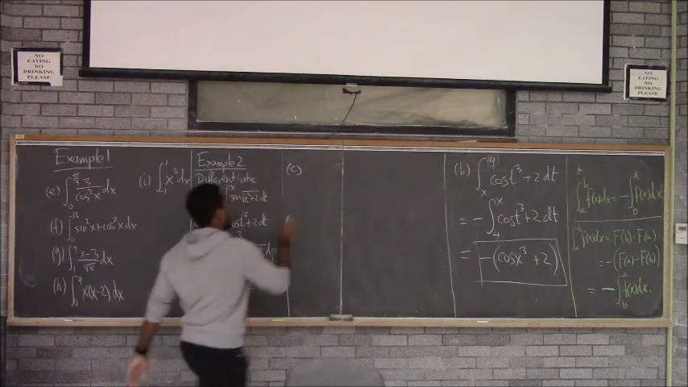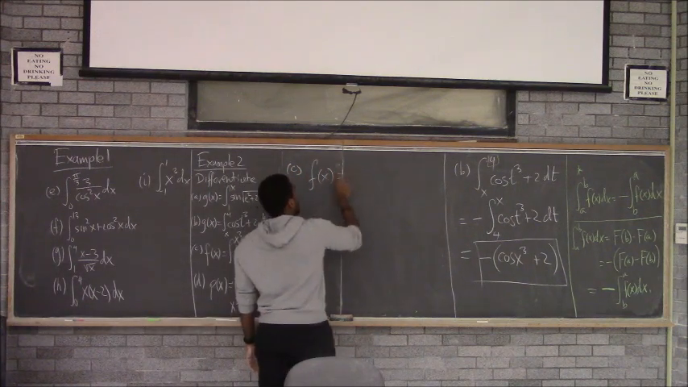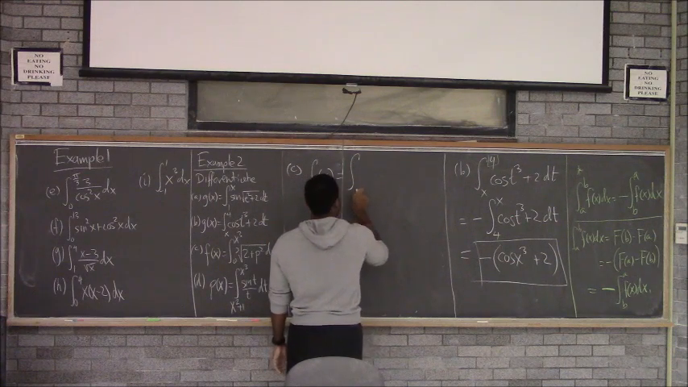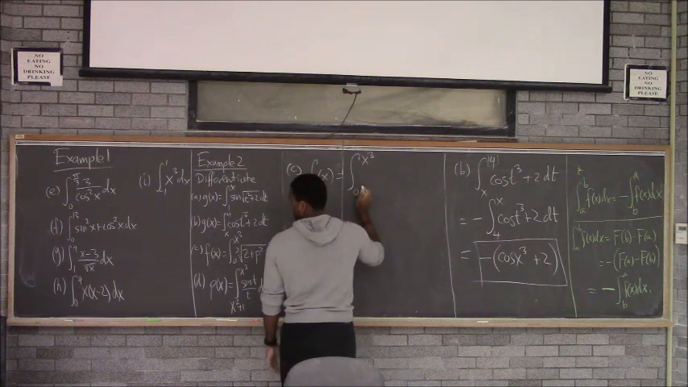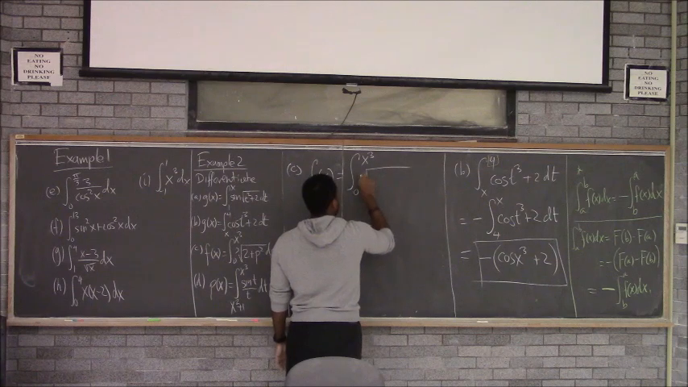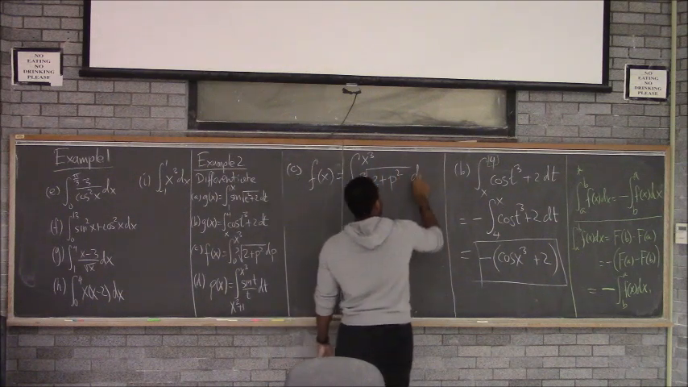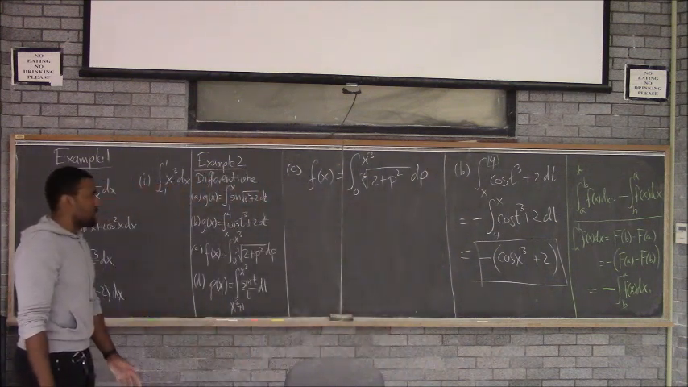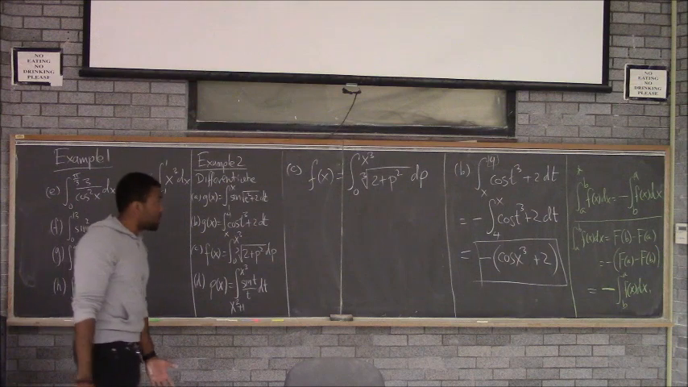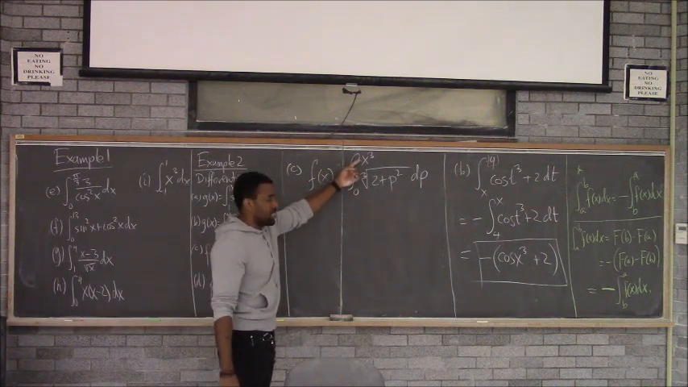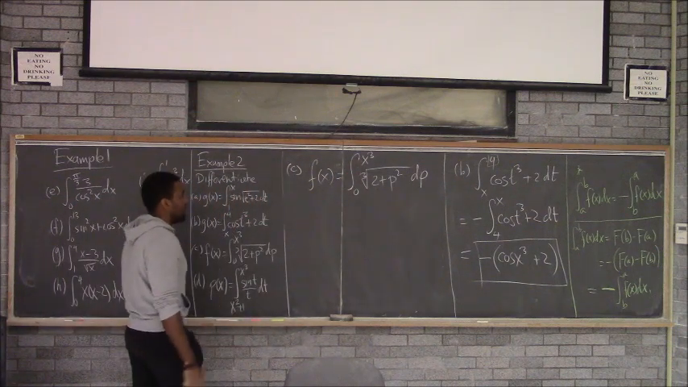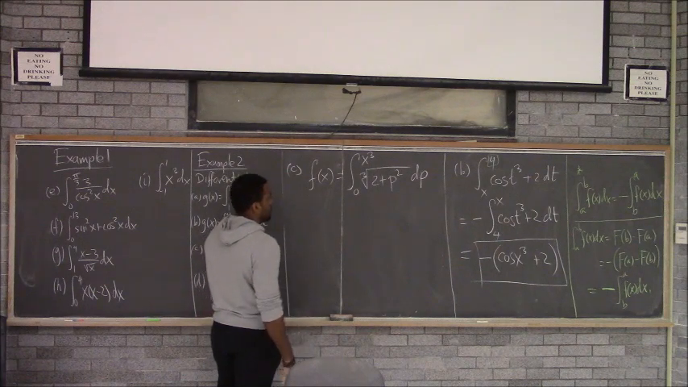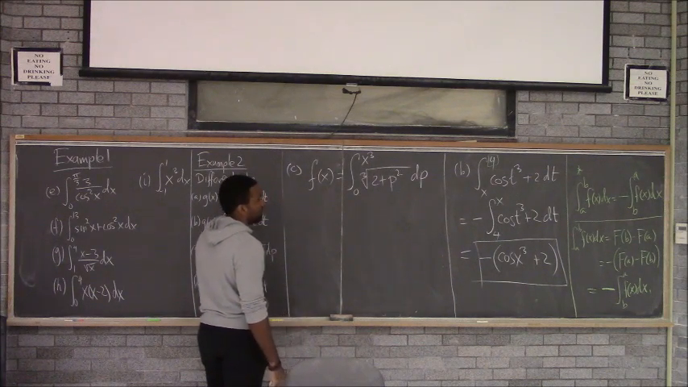Part C. Just throwing a P in there because I want you to get used to the fact that it can be any variable, just not the variable that's in the limits. I do deal with this one.